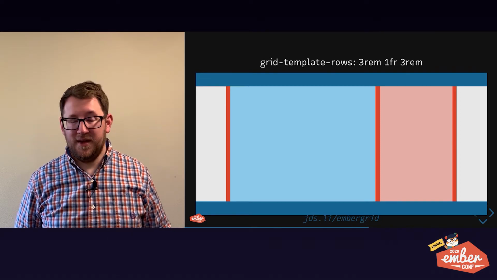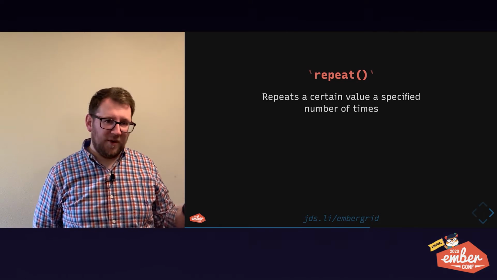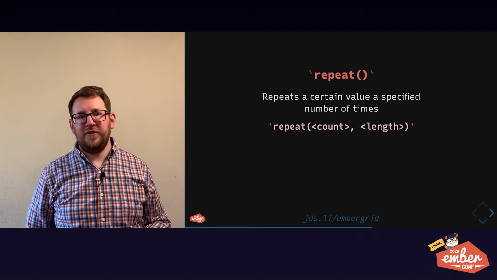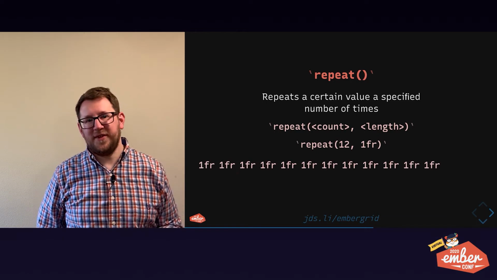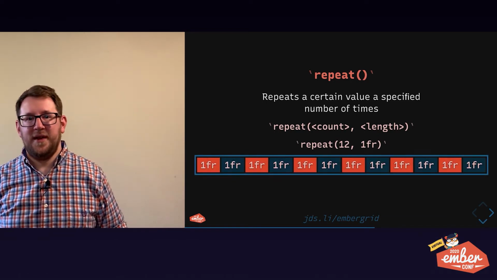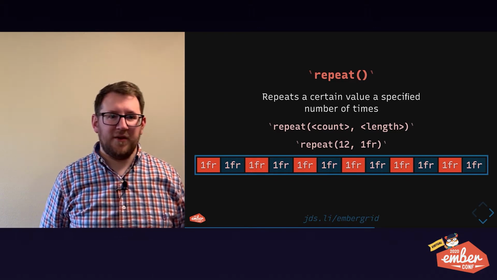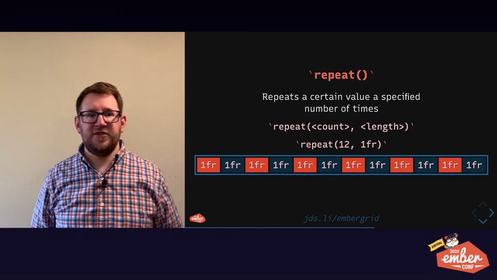I love Grid. We also saw repeat earlier. As you might have guessed, it repeats a certain length, a certain number of times. So repeat 12 times, 1 fraction. And wait, 12 equal columns. Let's pretend there's a 20 pixel gap too, as in Bootstrap. And this is a really neat way you can basically migrate grids off of Bootstrap and into pure CSS if you need to.